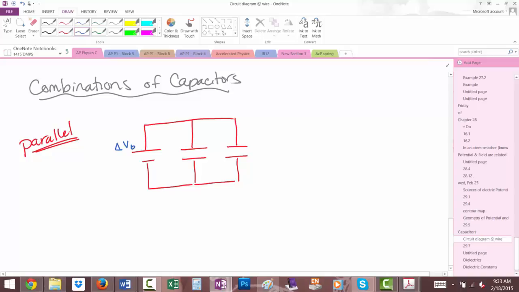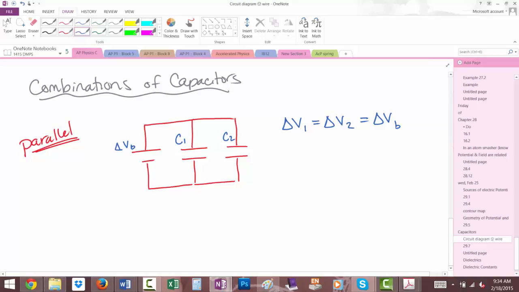As these two capacitors charge, at some point they're going to get to a full charge. What is the potential difference across this capacitor going to be? Delta V, right? What about this one? Also delta V. Is that okay? So I'm going to call this capacitor 1 and capacitor 2, and I'm going to say that delta V1 has to be equal to delta V2, and that has to be equal to delta V sub B, the total. So everything is going to have the same potential difference.